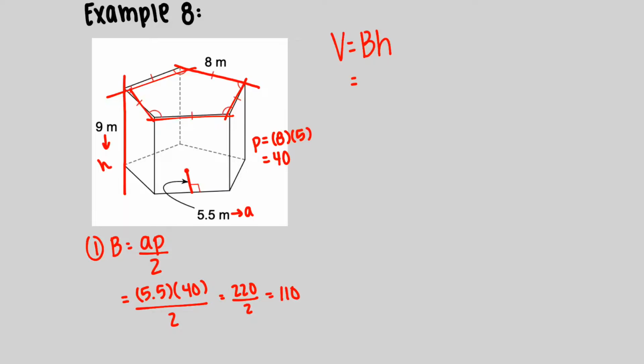So I take my area of the base, which is 110, and I multiply it by my height, which is 9. So 110 times 9 gives me 990. This is my volume, and then your units, of course, are meters cubed.